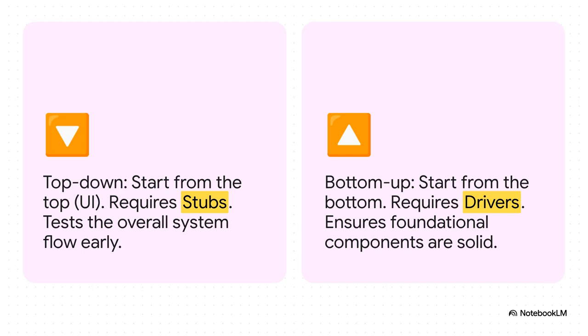So those little temporary tools, the stubs and drivers, they're absolutely essential for the two main incremental strategies. First up, you've got top-down integration. Here, you start with the highest level, like the user interface, and you work your way down. Use those stubs to fake the lower-level parts that don't exist yet. The big win here is that you get to test the overall flow of the entire application really, really early. The other way to go is bottom-up integration. You start with the most fundamental pieces, like the database, and you use drivers to send it test commands from above. The advantage here is you know for sure that your most critical foundational parts are absolutely rock solid before you build anything else on top of them.